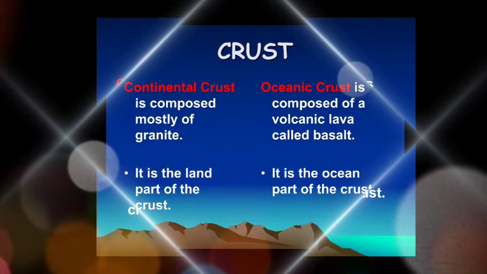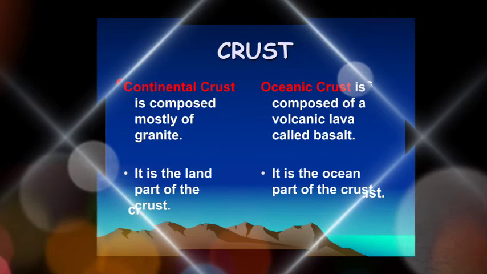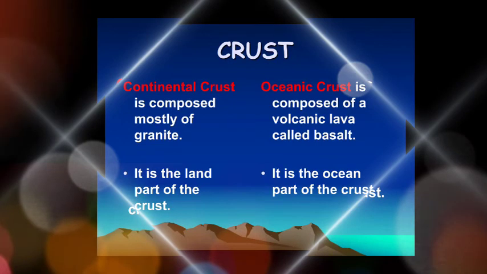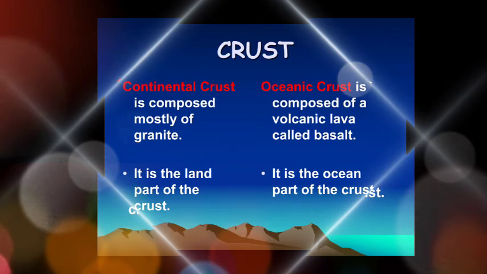We have two types of crust. We have the continental crust and oceanic crust. What is their difference? Continental crust is composed mostly of granite, while oceanic crust is composed of a volcanic lava called basalt. Oceanic crust is more dense than the continental crust. That is why oceanic crust can be found beneath or below the continental crust.